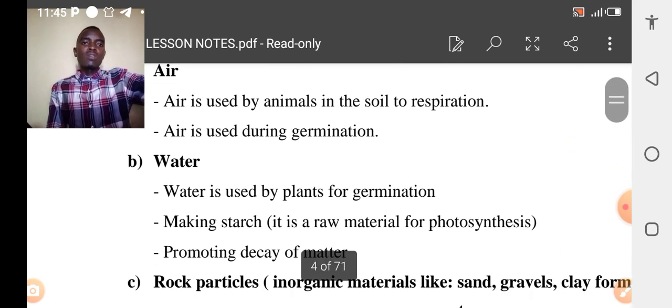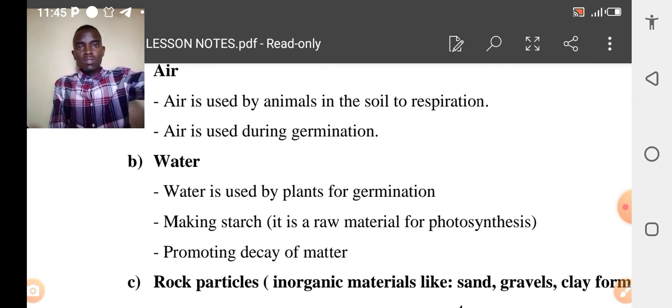And water is also used by plants for germination. Without water, germination can't take place. And the third use of water in the components of soil is making starch. Starch is the raw material for photosynthesis. Water is also essential for photosynthesis and for promoting decay of matter.